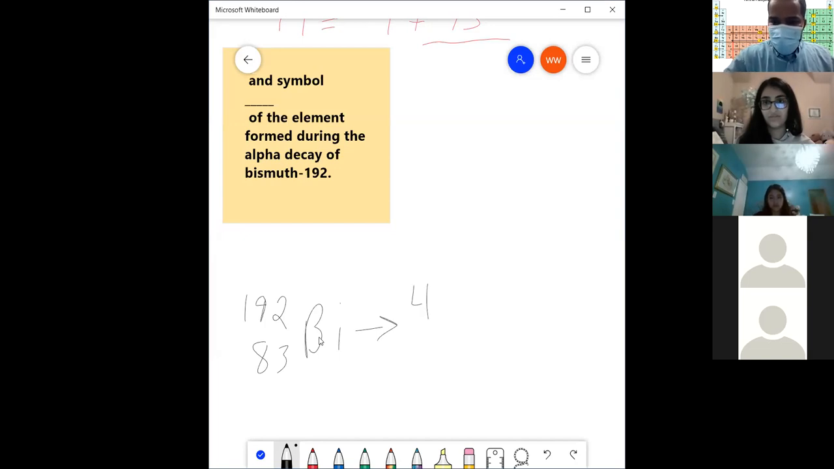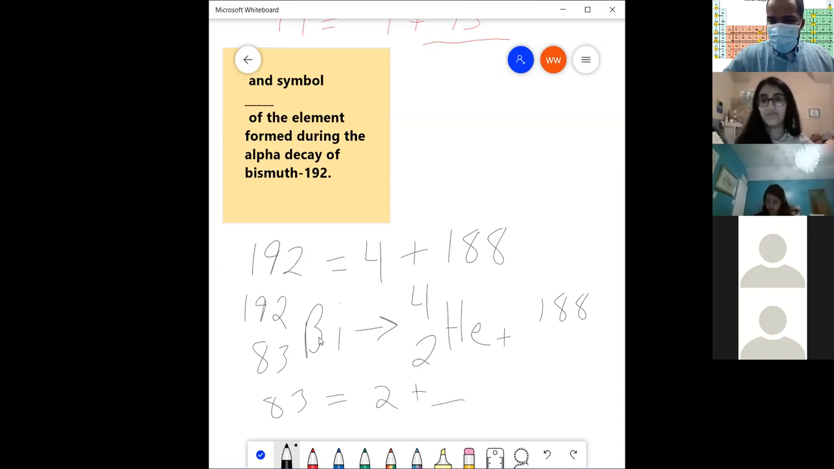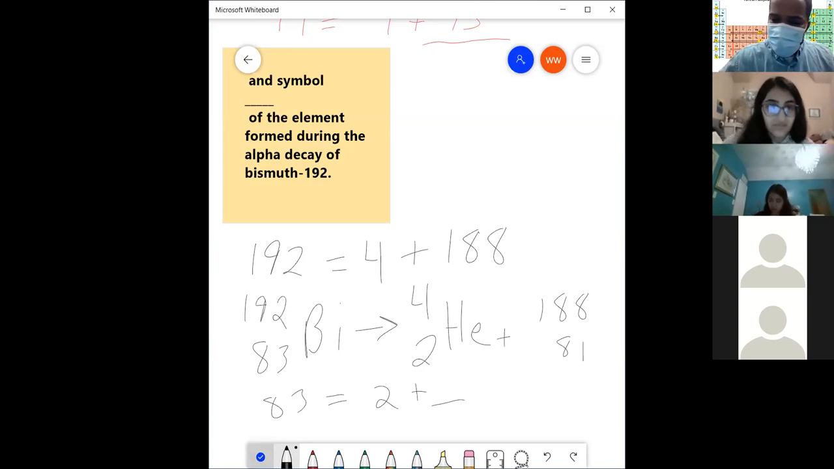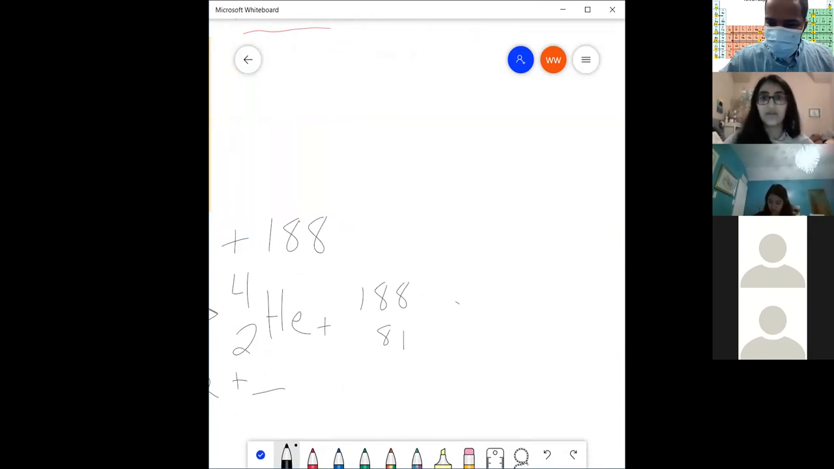It's an alpha decay, so it's 4-2-He. We have 192 equals 4 plus something, so that's 188. So this is 188. And we have 83 equals 2 plus something, so that's 81. So what has the atomic number 81? Tl. Is it Tl or Ti? I think it might be Ti. Was it Ti? It looks like Tl. Might be right. Tl.